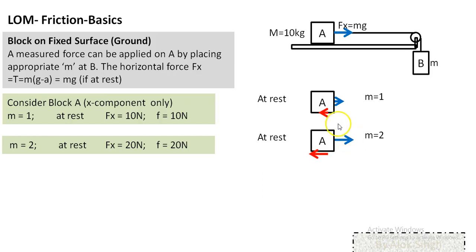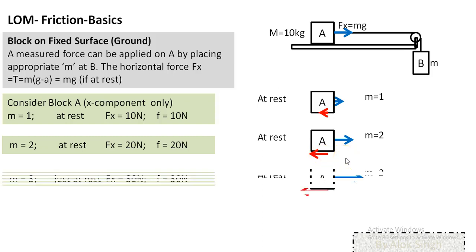And again, since the acceleration of block A is equal to 0, the net force in x direction must be 0, which again implies the friction force also must be 20 Newton in the opposite direction. So when Fx was 10 Newton, the friction force became 10 Newton in the opposite direction. When the driving force became 20 Newton, the friction force became 20 Newton, again in the opposite direction.